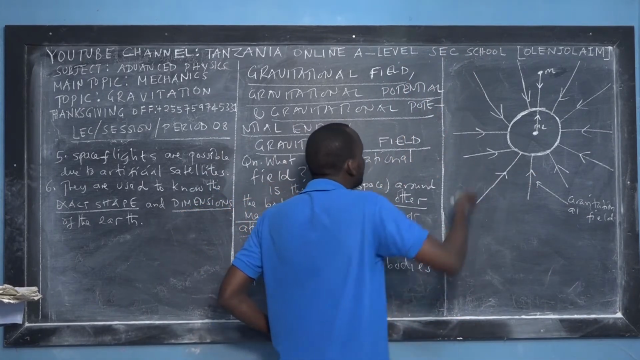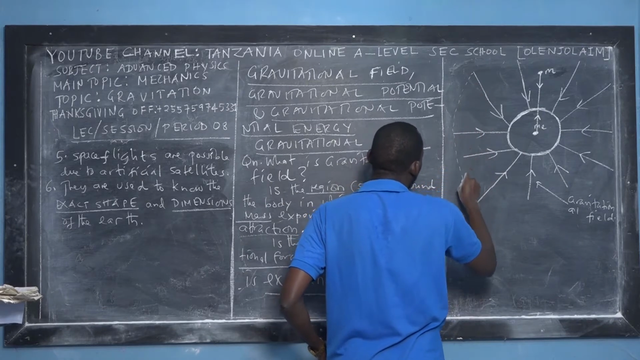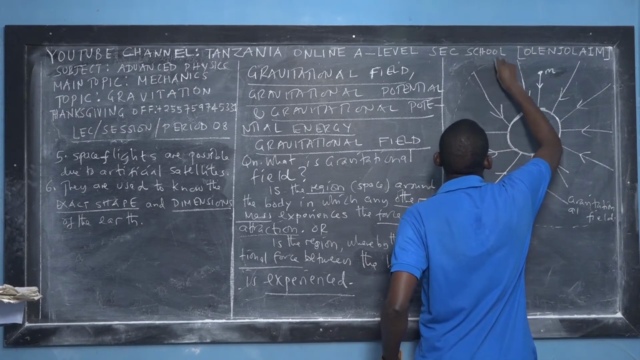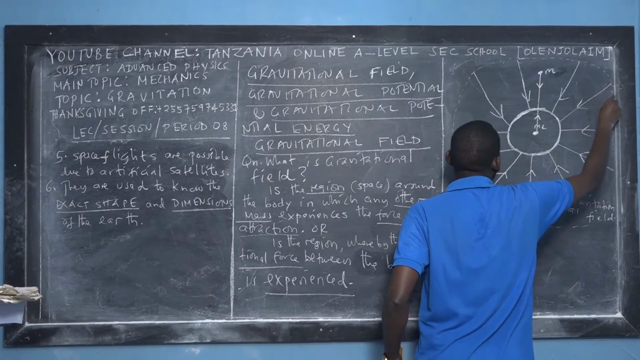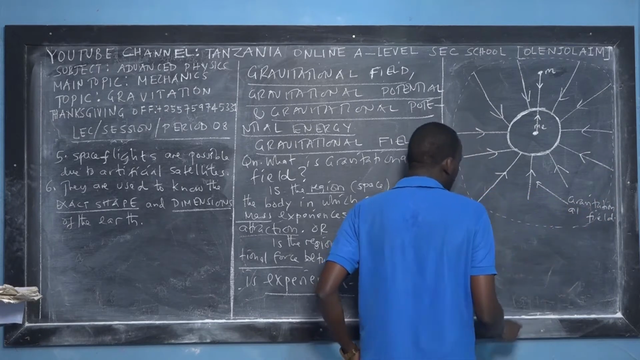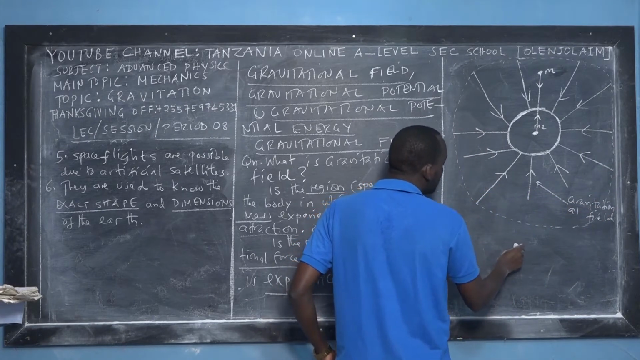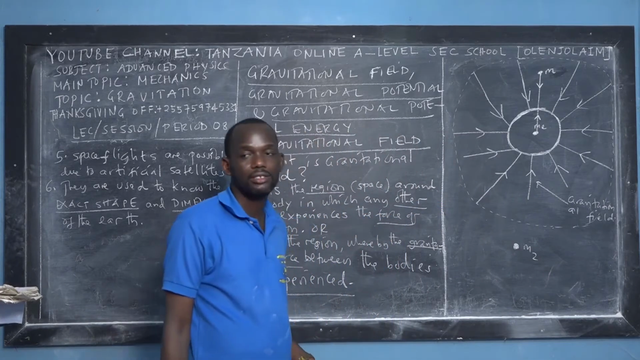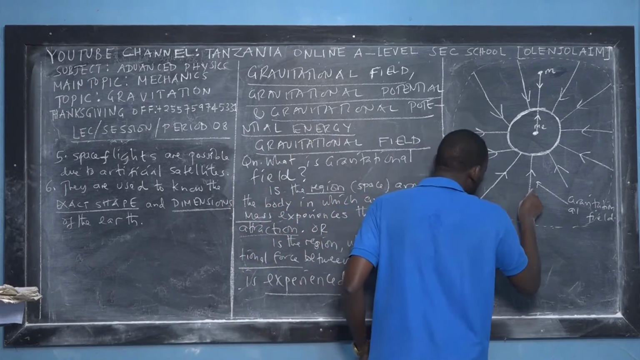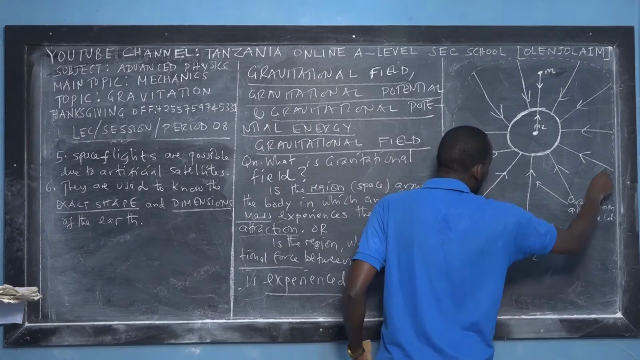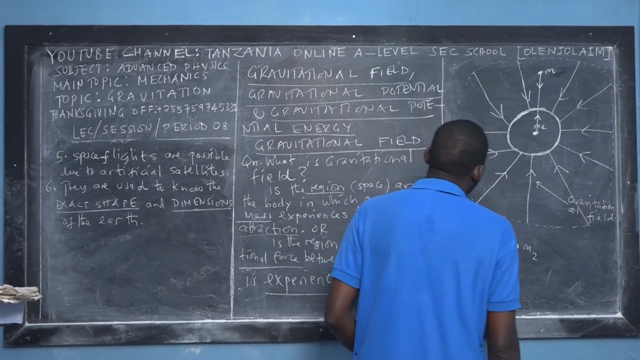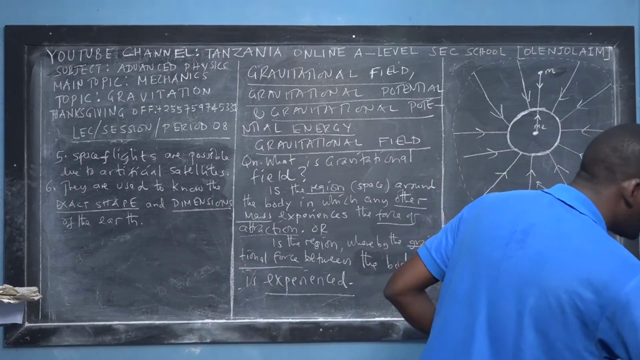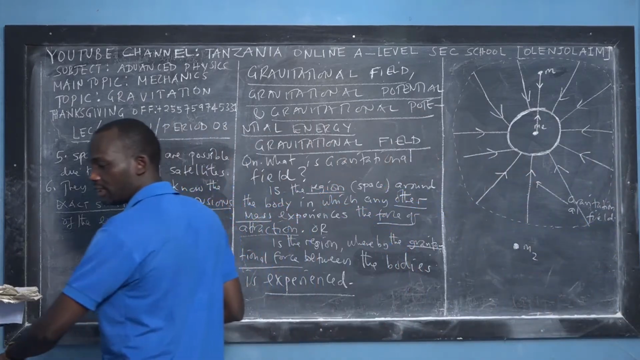For instance, if this circular boundary is the end of the gravitational field of the S, and you have a body at this point, this mass 2, then this body will be outside of the gravitational field of the S. So that's the meaning of gravitational field. These are the regions where we experience the force of attraction. Okay, so that's the point that you have to remember every time.